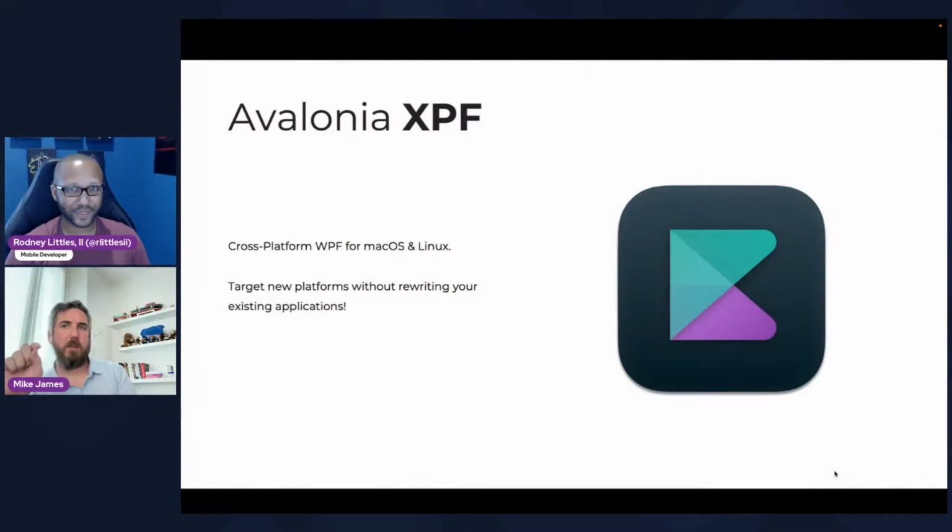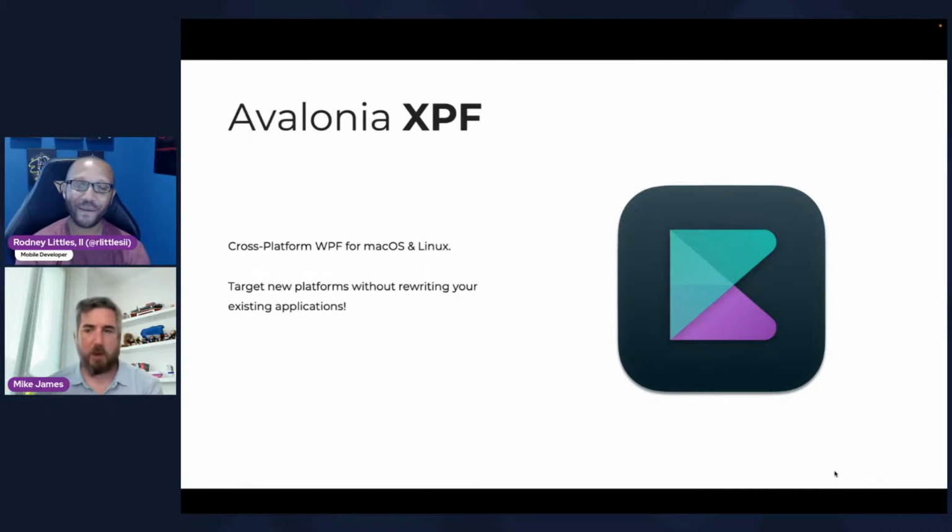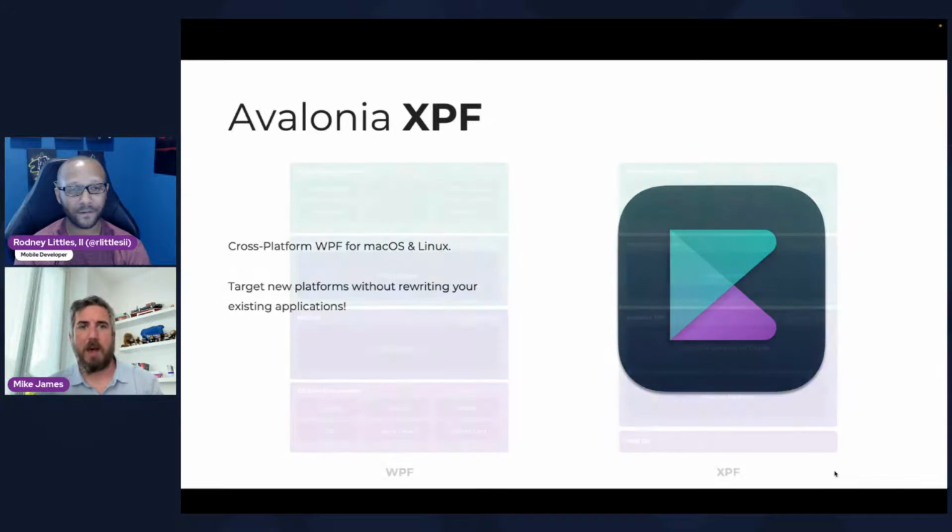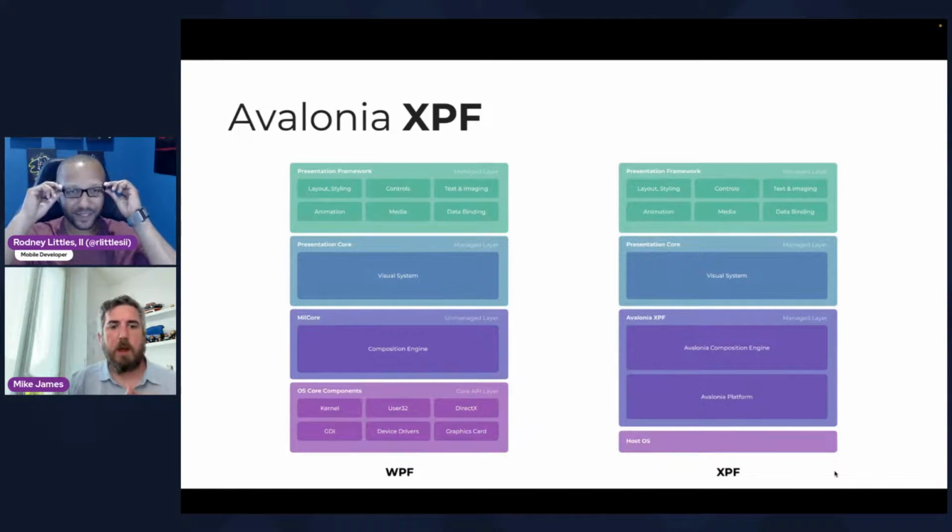So we created something called Avalonia XPF. We forked WPF, and we enable WPF applications to run on macOS and Linux today, and we'll be adding iOS, Android, and WebAssembly next year. And we're also going to be adding visionOS, so you'll be able to run this on your new Apple headset. On my glasses. Yeah.